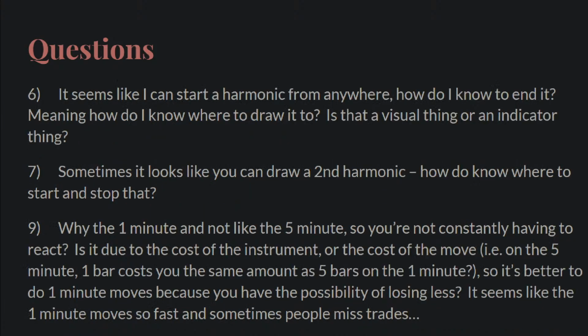Now we got our next one. It seems that I can start a harmonic from anywhere. How do I end it? How do I know where to end it? Meaning, how do I know where to draw it to? Is that a visual thing or an indicator thing?